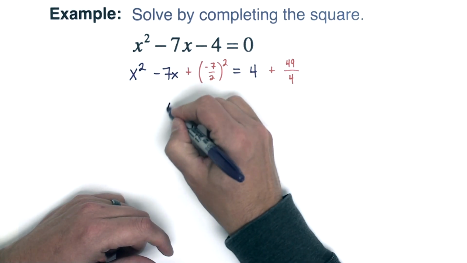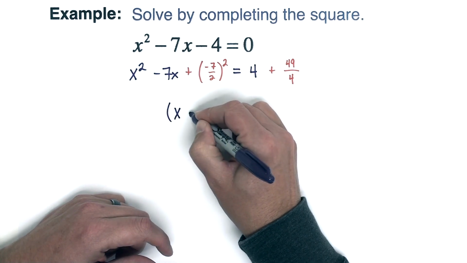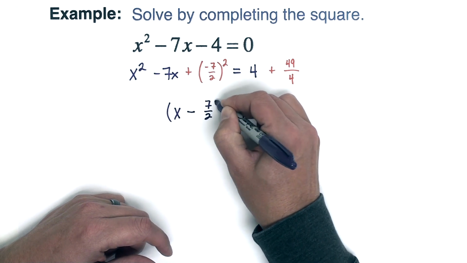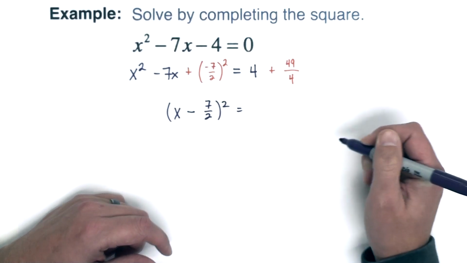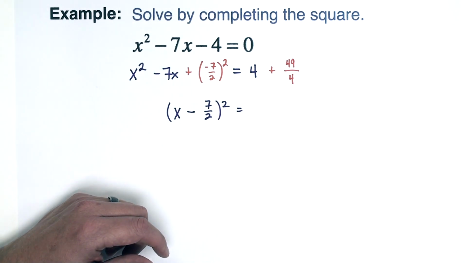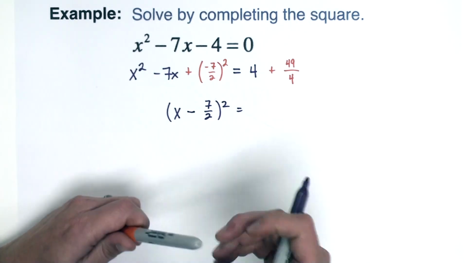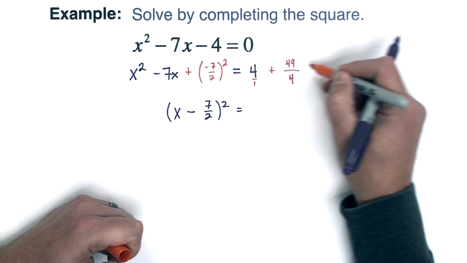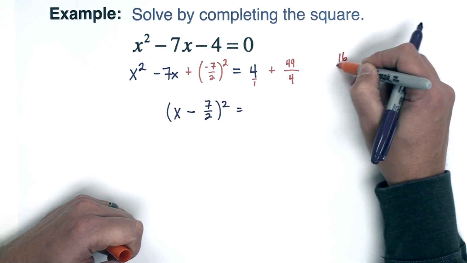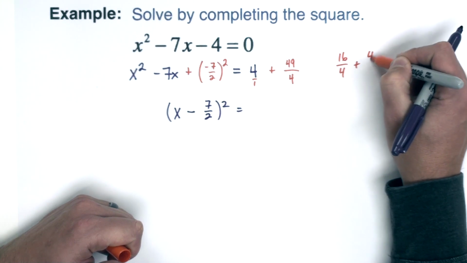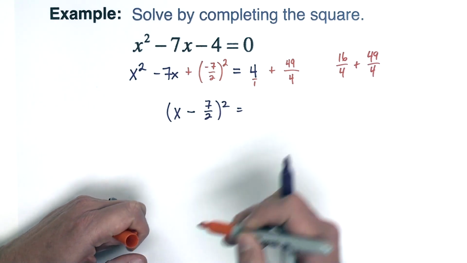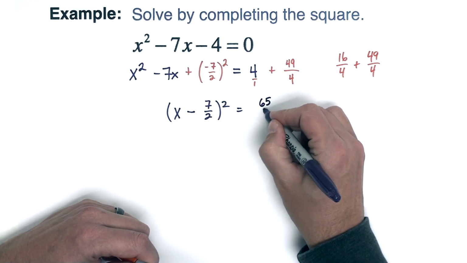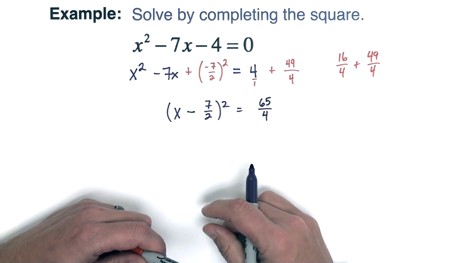This is going to give me then x. I'm going to use minus because it's a negative number. 7 halves squared equals. And over here on this side, the 4, which is over 1, has to be rewritten as 16 fourths to add to 49 fourths. So those put together are going to be 65 fourths.